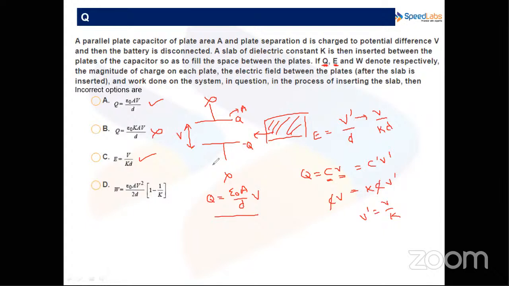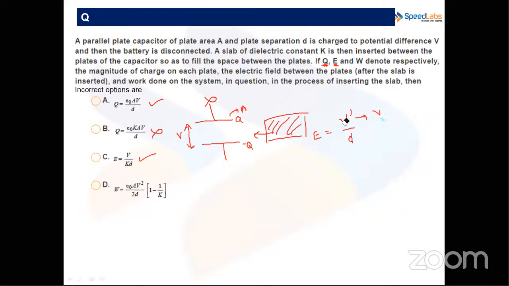Now next is work done on this system. How much is work done on this system? So how much work have we done? We'll just find energy. So we'll find final energy, initial energy. If energy increases, then we are doing positive work. If energy of the system decreases, then we are doing negative work. So I am finding initial energy. Initial energy is half CV square. That is all initial things.